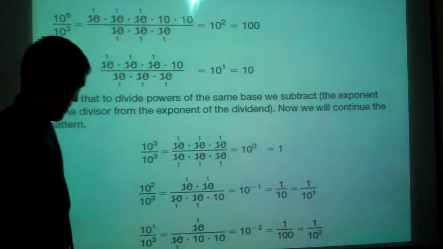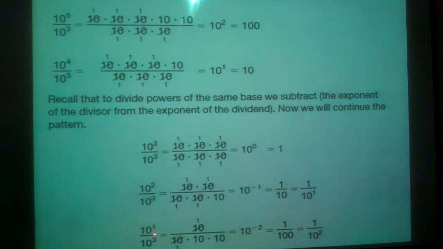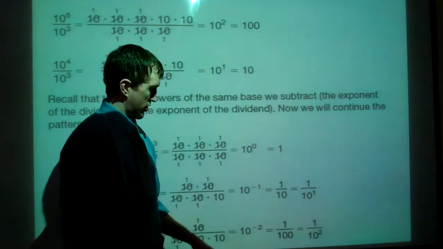What happens if we do 10 to the 1st over 10 to the 3rd? Well, we've got 1 ten up here. Cross it off with this one. We have 1 over 10 times 10. Or, if we subtract these, 1 minus 3 is negative 2. And we have 1 over 100, or 1 over 10 to the 2nd. So we should be able to notice a pattern here.